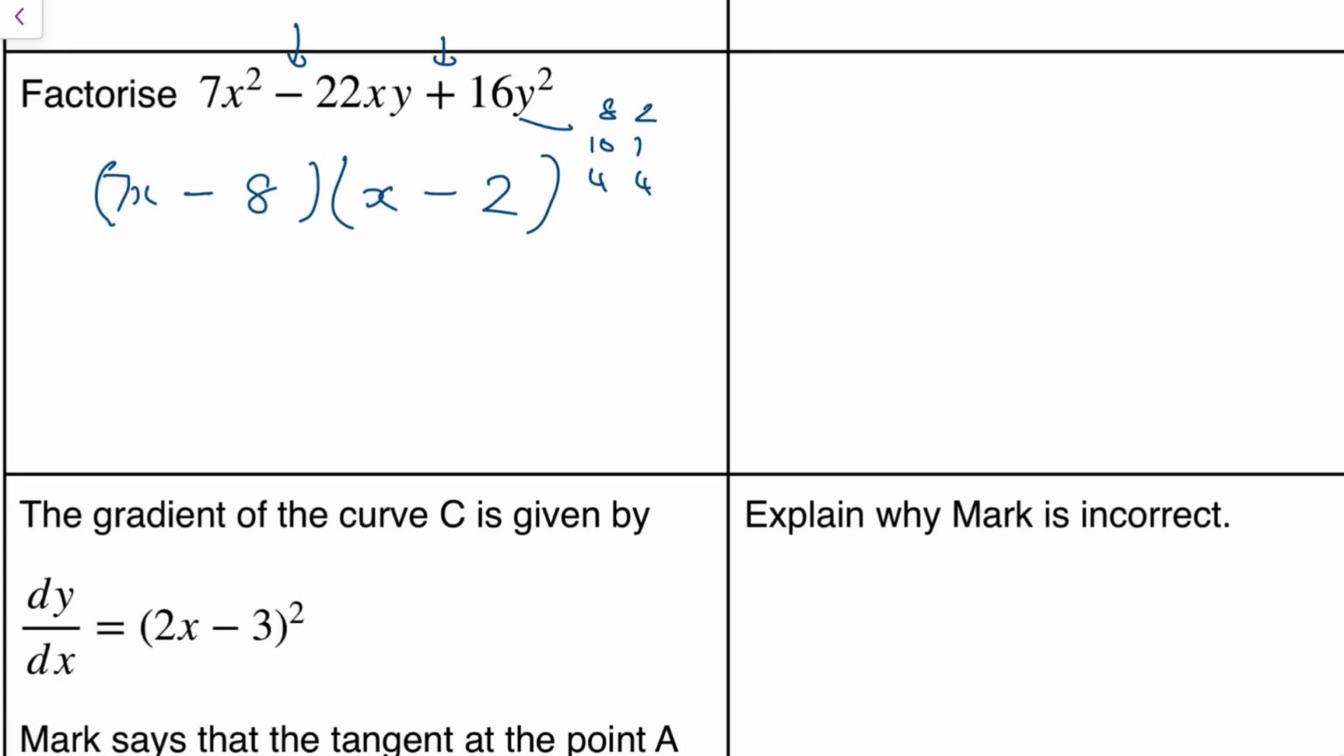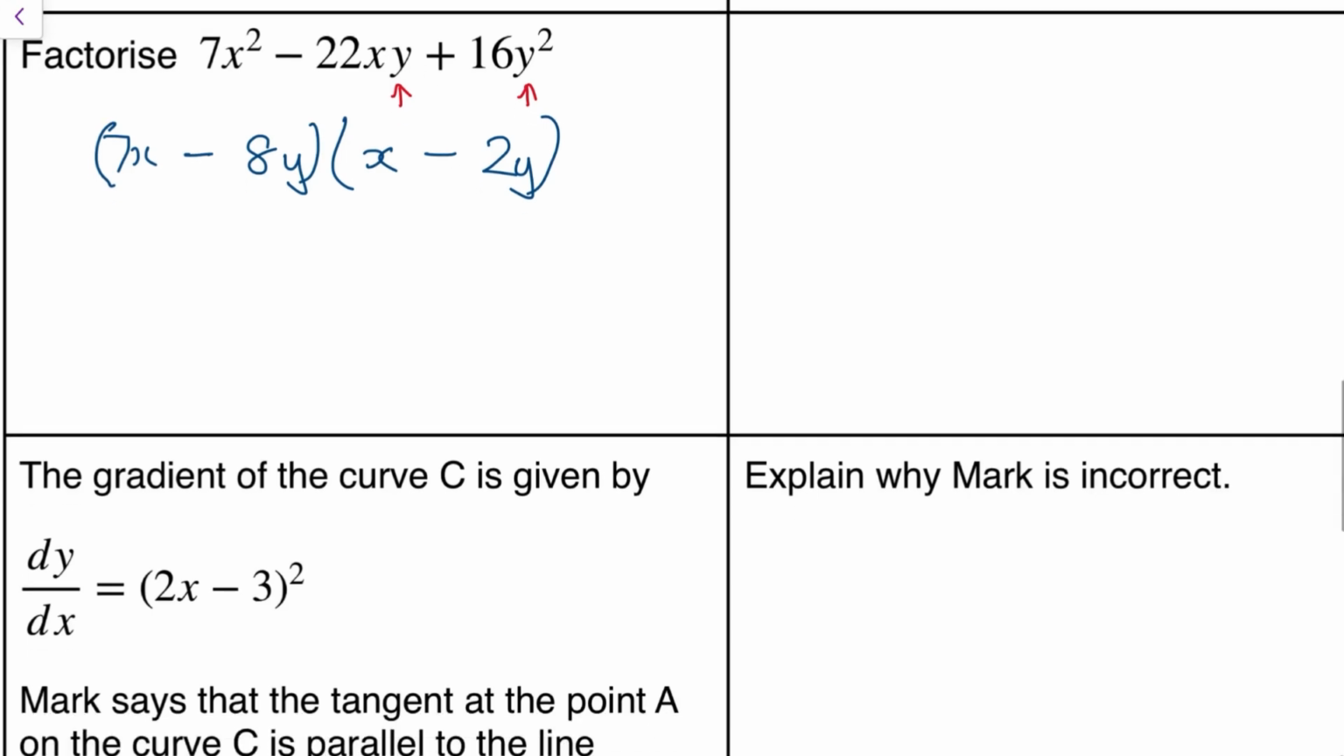Wants me to factorise, I factorise. But I haven't quite, have I? Because let's go through all this. What I did is I factorised ignoring these y's here. The nice thing is I can basically now just put the y's back in. It's exactly the same as with the x's. I'm just using y's instead. Either way, 7x minus 8y, x minus 2y.